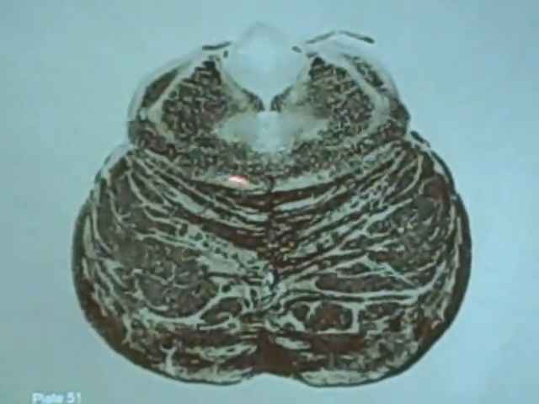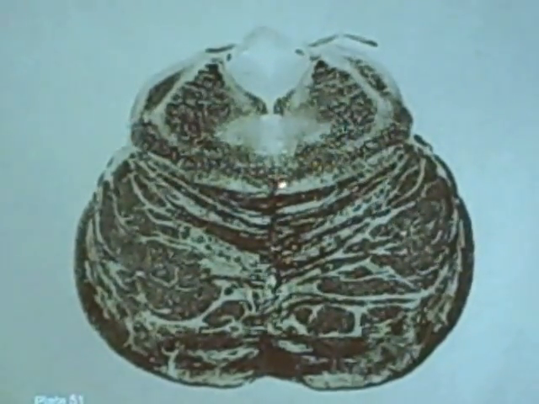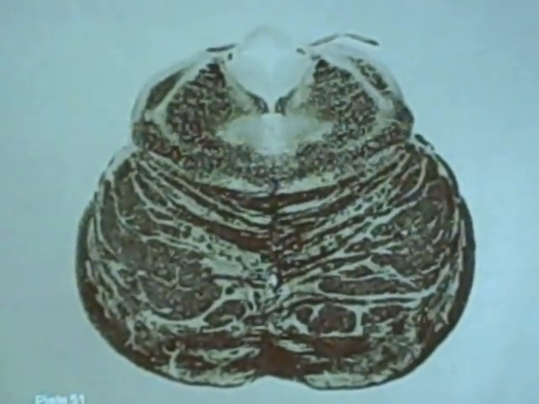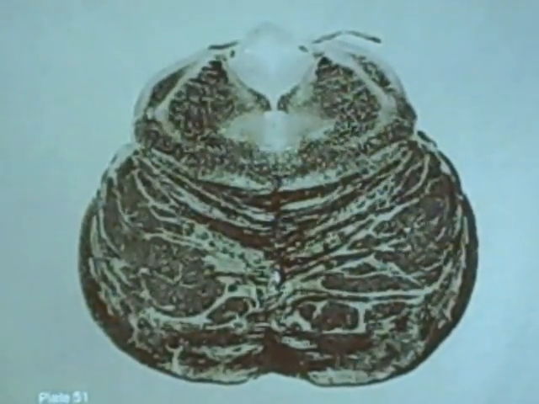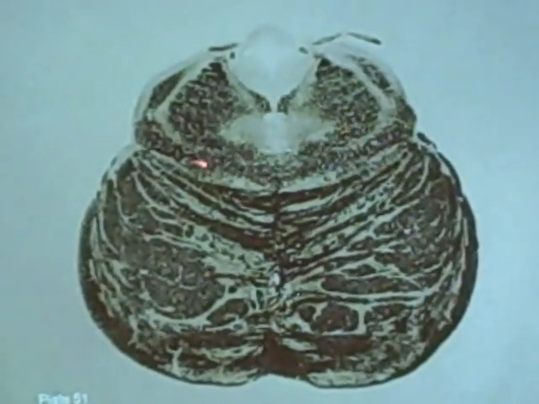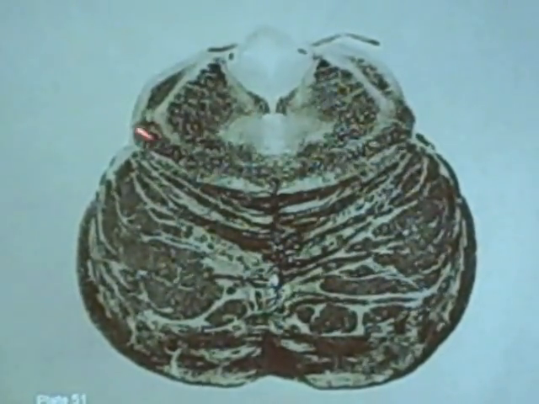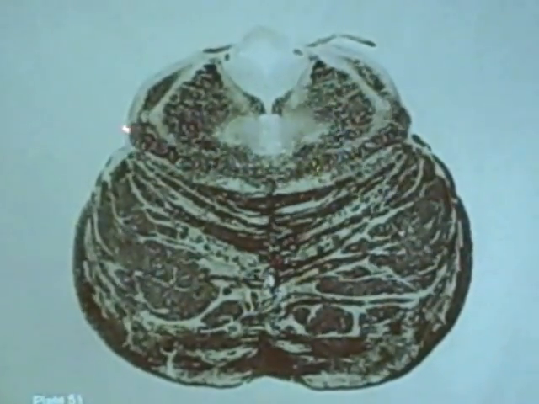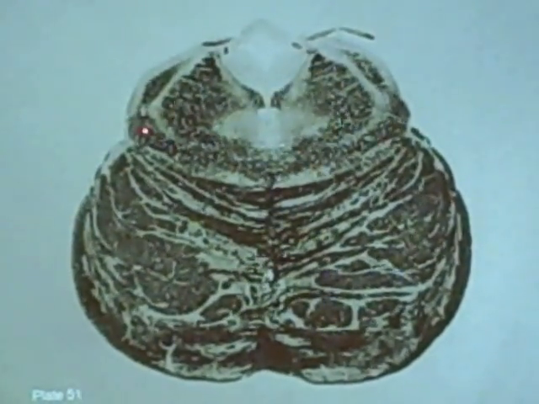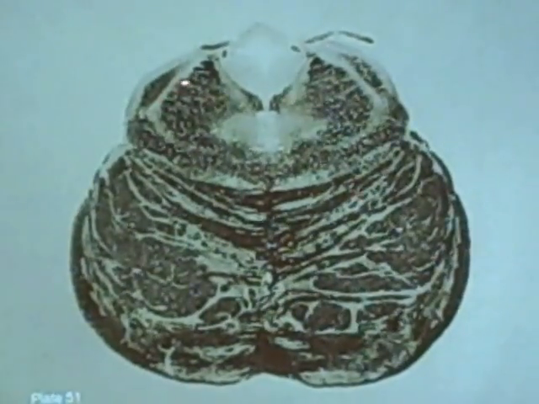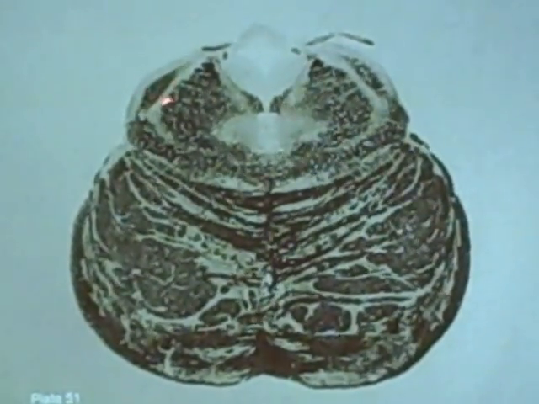So medial lemniscus here, spinothalamic tract here, and recall that these are headed to the same nucleus of the thalamus. They're both headed to the VPL, the ventral posterior lateral nucleus of the thalamus. Okay, the other pathway up here is the lateral lemniscus.